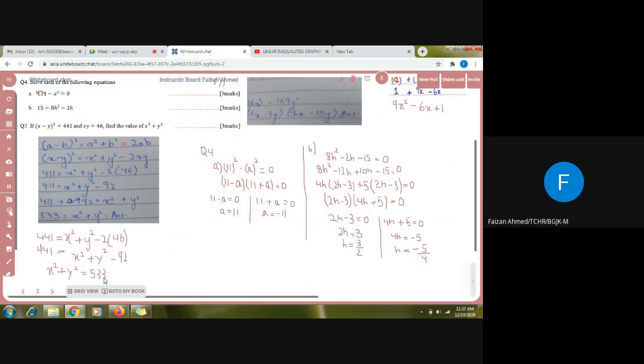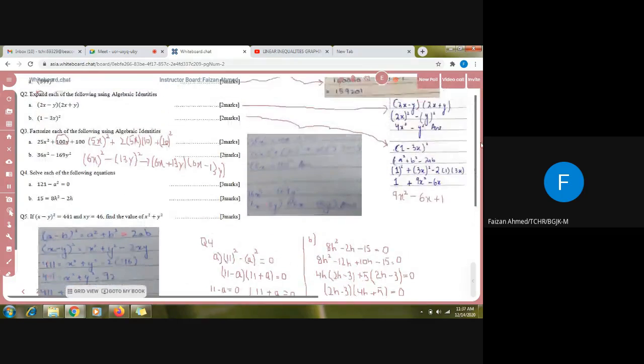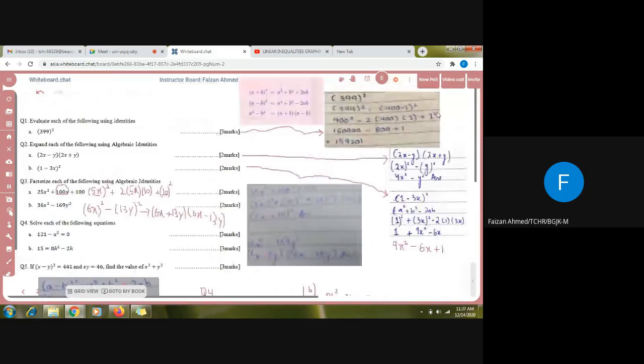So this was the solution of the marked assignment. And since this was on the topic of identities, in every question you have to apply identities, and you have to memorize them and use them, because these identities are very helpful and critical. In the classes later on, you will be using these identities to simplify your questions.